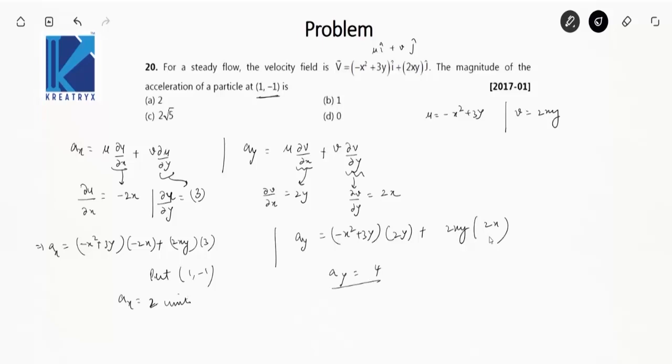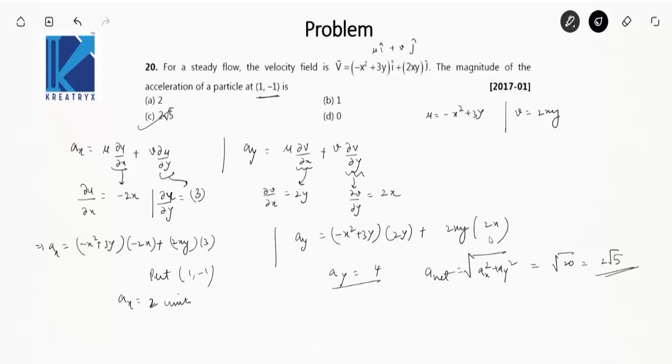Okay, take the resultant. It will be equal to ax square plus ay square, a net, which comes out to be equal to root 20, and that is equal to root 5. The option is yeah, C.